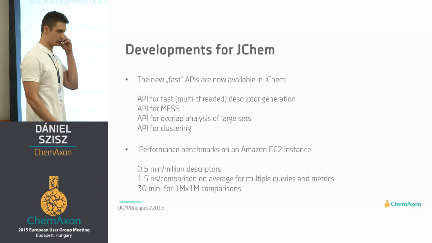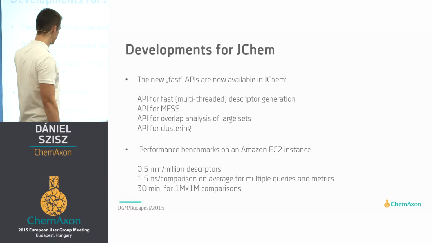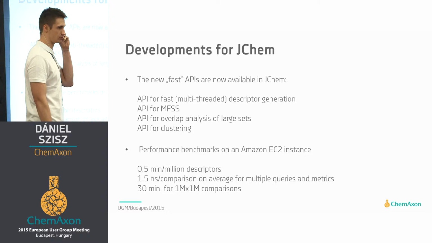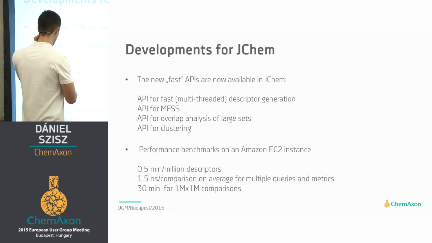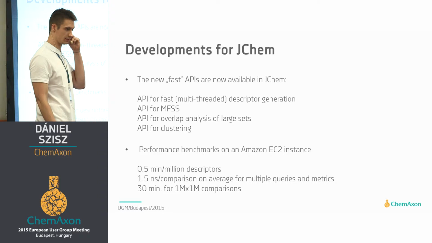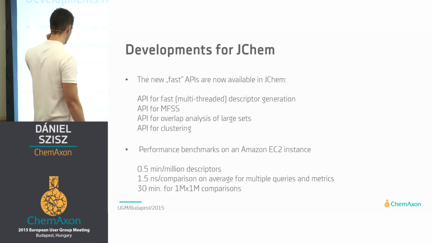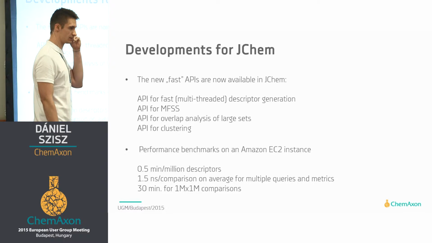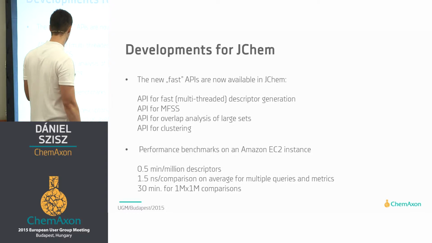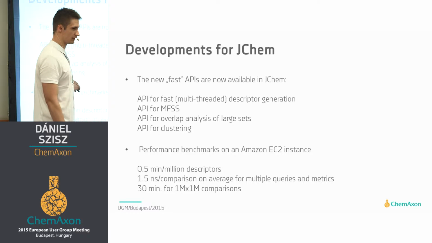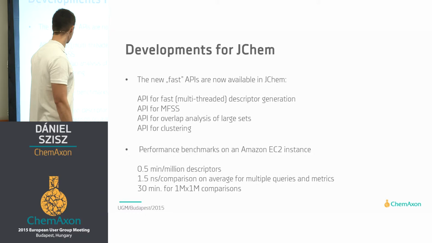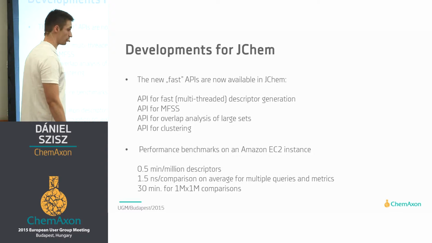Before I go to the demo, I want to mention two things. The first is the performance benchmark. You might ask how fast this tool is, and here are three data points. It is able to generate 1 million descriptors in about half a minute. On average, it is able to do one comparison in 1.5 nanoseconds. And for really large data sets, for 1 million times 1 million compounds, it is able to perform the overlap in about 30 minutes.